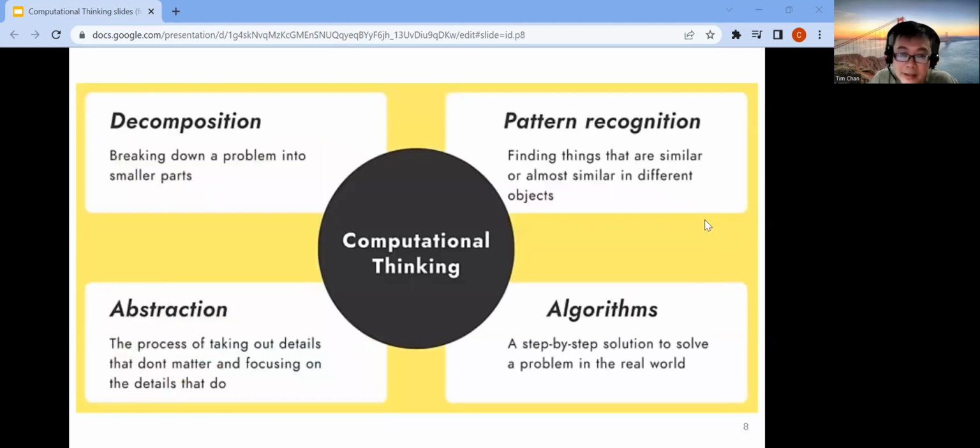Here we are at the last slide. This is a summary of the 4 computational thinking skills that we spoke about. Decomposition is about breaking things down into smaller parts. Pattern recognition is about finding things that are similar or almost similar in different objects. Abstraction is the process of taking out the details that matter and focusing on them, and not focusing on the details that do not matter. Algorithms are a step-by-step solution to solve a problem in the real world.